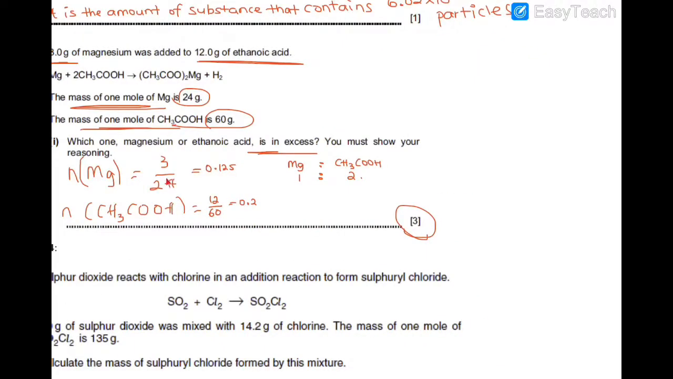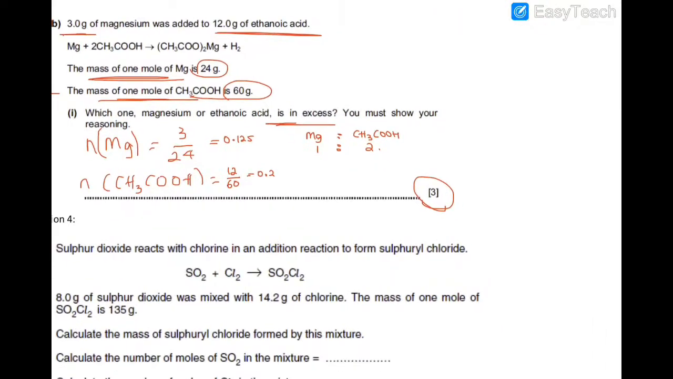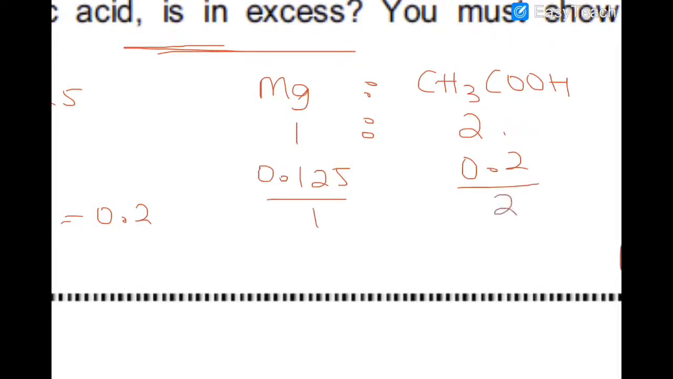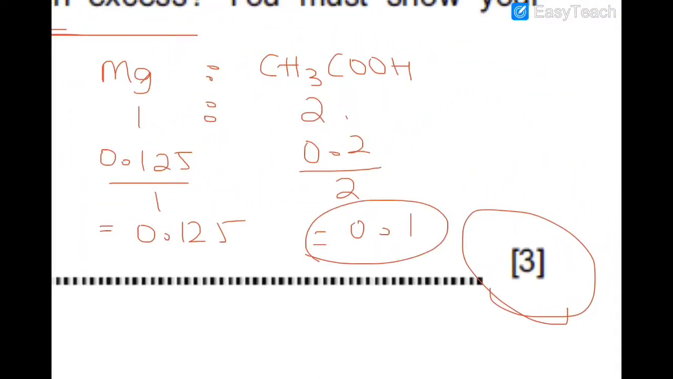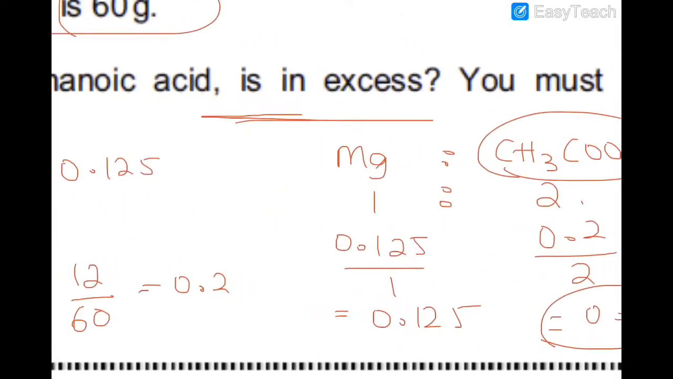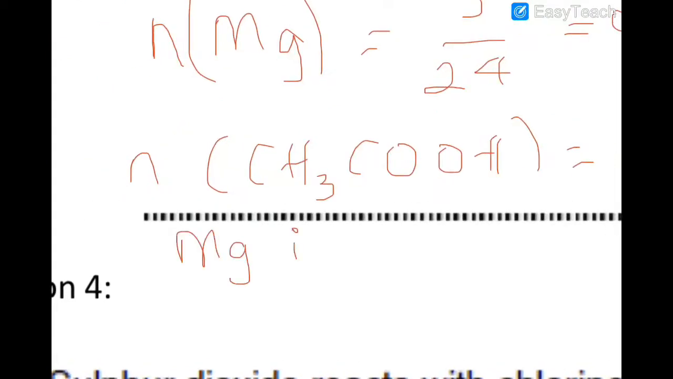So I've calculated the number of moles, mass over AR. Here, mass over MR, I've got the number of moles. From the equation, I've got the mole ratio, 1:2. So I'm going to fill in over here and divide by the mole ratio. And as you can see, this is the smaller value, which means that this is limiting. And the question asks which one is in excess, so you're going to say that magnesium is in excess.